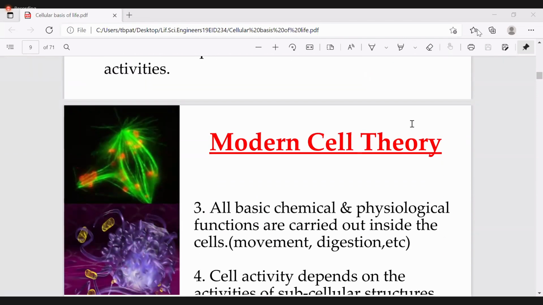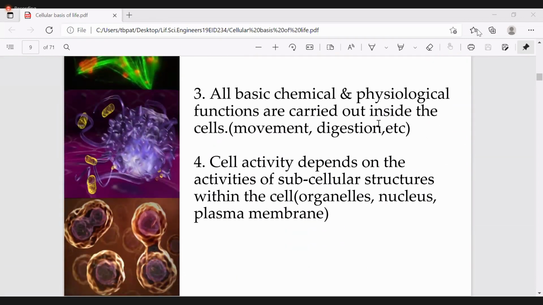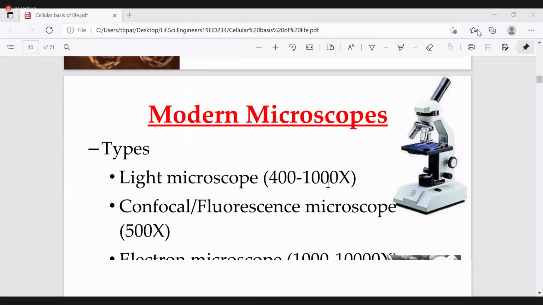All basic chemical and physiological functions are carried out inside the cell, such as movement or digestion, which also means destruction. The cell's activity depends on the activities of the subcellular structures within a cell. Already we know about the nucleus, the plasma membrane, and organelles. There are a lot of organelles inside the cell, and each and every organelle has its own individual functionality.